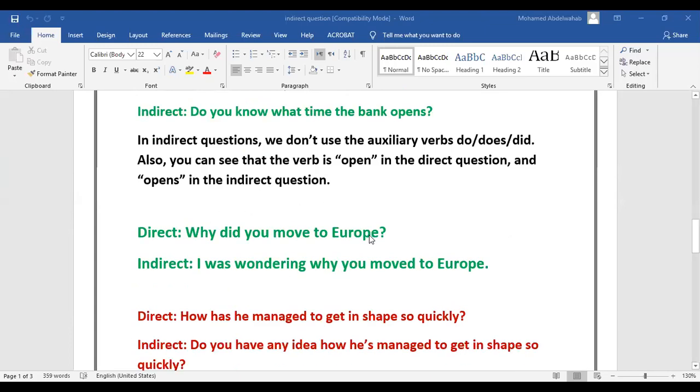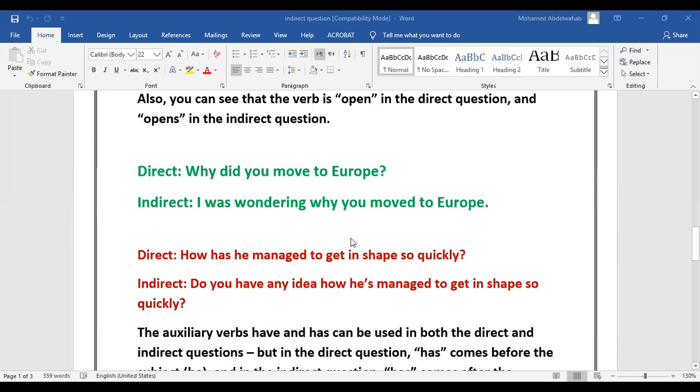Why did you move to Europe? I was wondering why you moved. Why you moved to Europe. يبقى here we changed move into moved. The verb changed to the past tense.